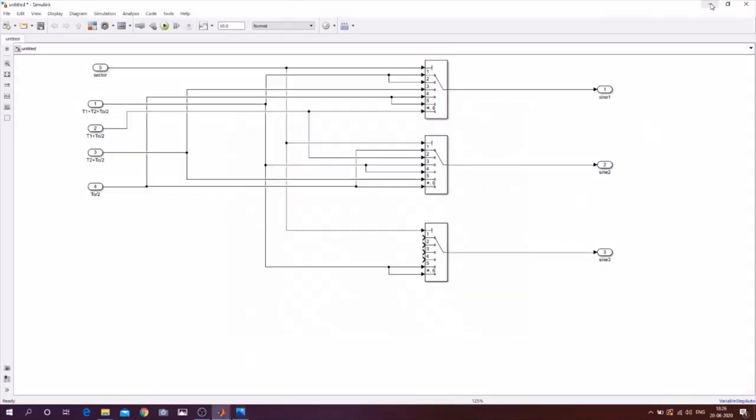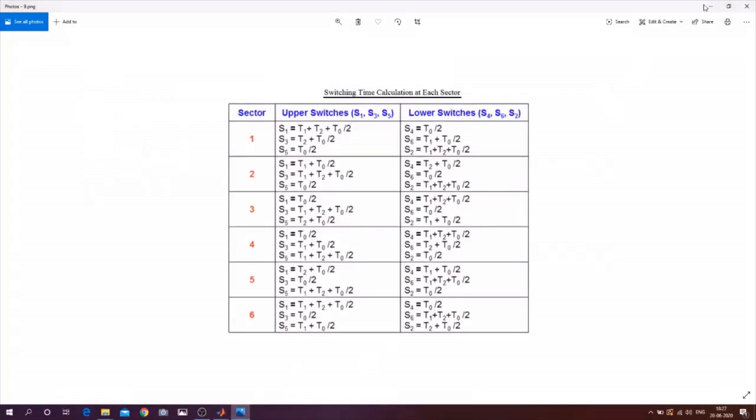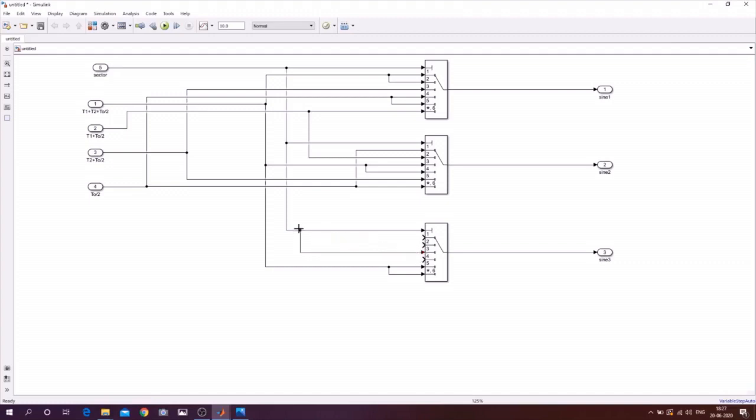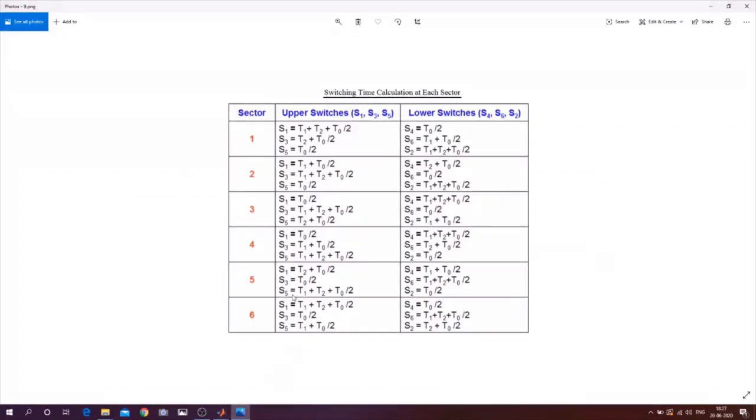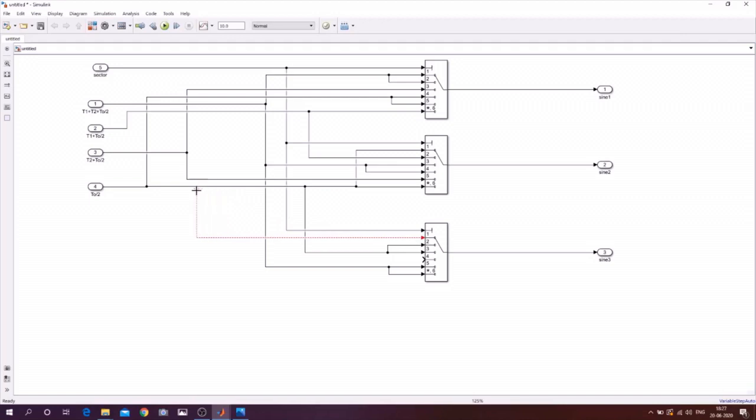So let us take 2 and 3. So 1 and 4. So 1 is what? It was T2, and 4 is what? T1. So 1 is T2 plus T0 by 2, and 4 is T1 plus, so this one. So this forms our third sine wave.